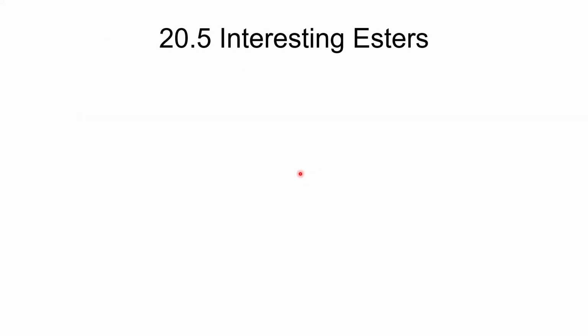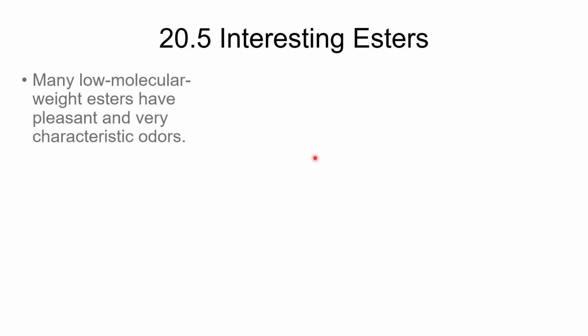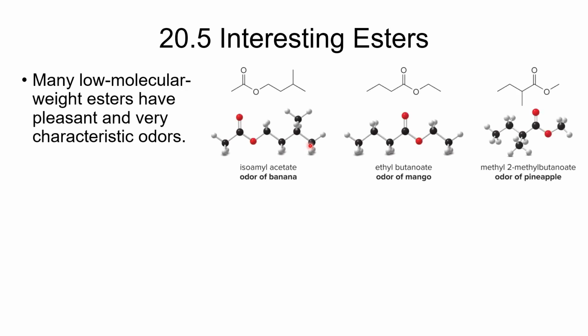We're going to look at some interesting esters, carboxylic acids. Well, we've already done carboxylic acids, esters, acid anhydrides, amides, and those kinds of things. We're going to start with esters. There are many low molecular weight esters that have very pleasant odors, things that are quite characteristic. And so here are a couple of them.